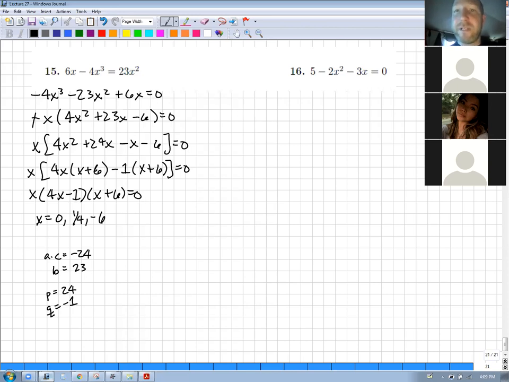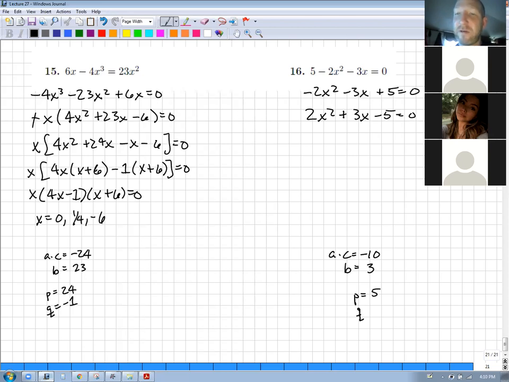This guy, let's put everything in reasonable order here. Let's get rid of these minuses. All right, and we'll do our trick here. A times c is negative 10. B is 3. So how about we do 5 and -2. They multiply to be -10, they add to be 3.